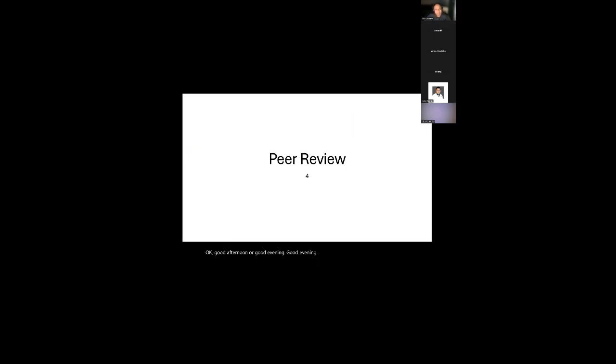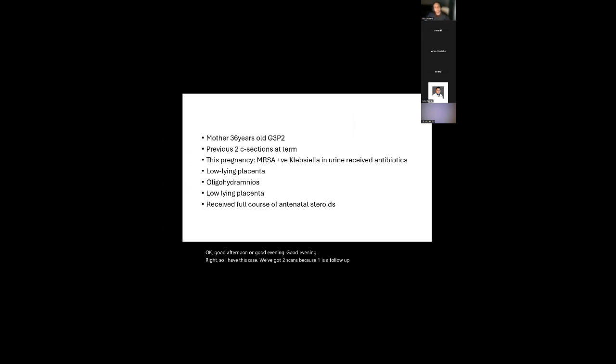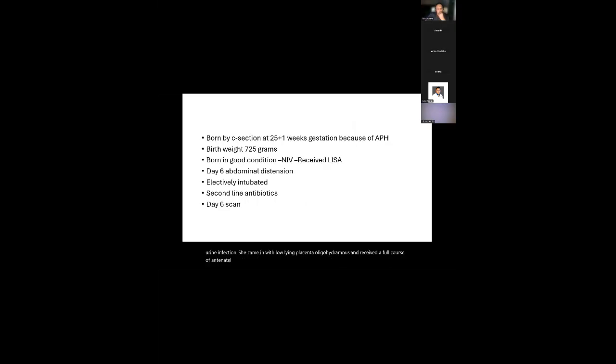Thank you. Right. So I have this case which has two scans because one is a follow-up. This is a mother who's 36 years old, gravida 3 para 2, two previous sections. This pregnancy has been okay apart from a urine infection. She came in with low-lying placenta, oligohydramnios, and received a full course of antenatal steroids. This was at 25 plus 1 weeks gestation. Baby was 700 grams and born in good condition. We did not need to intubate the baby. Was on non-invasive support and received LISA.